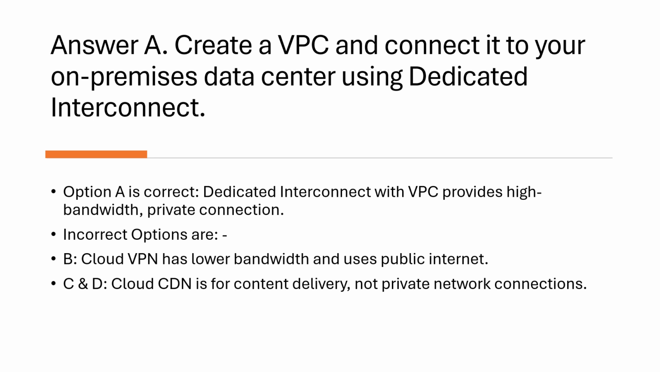B. Using Cloud VPN is incorrect because Cloud VPN, while secure, is designed for lower bandwidth and uses the public internet, not a dedicated private connection. C and D, involving Cloud CDN, are also incorrect. Cloud CDN is for content delivery, not for establishing private network connections between your data center and Google Cloud. So, for high bandwidth and private connections, dedicated interconnect with a VPC is the way to go.